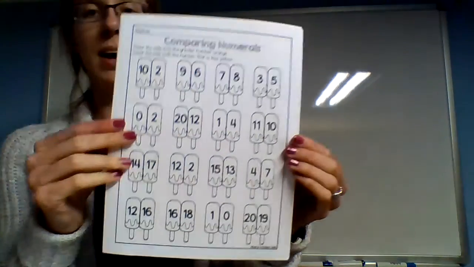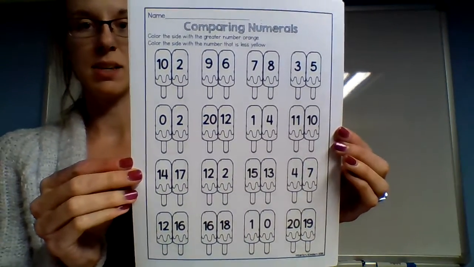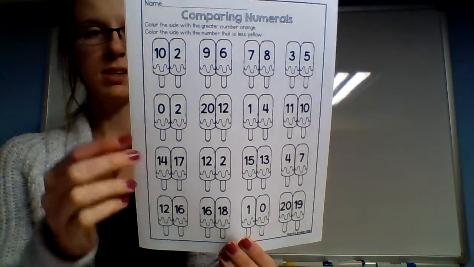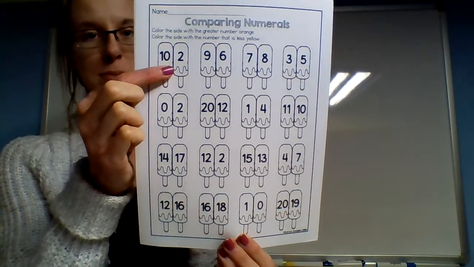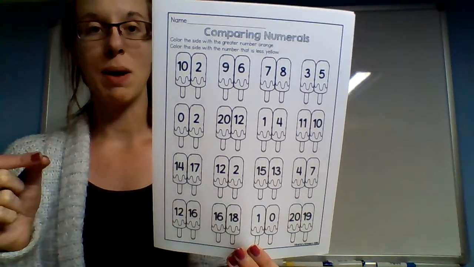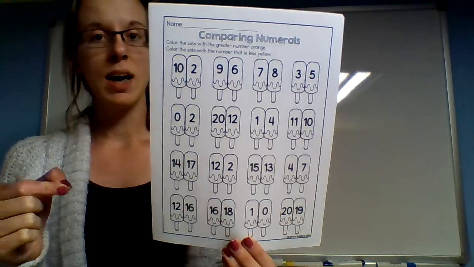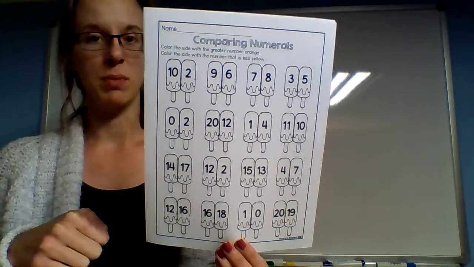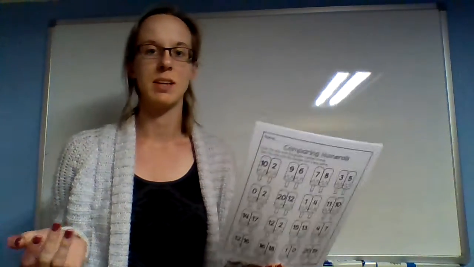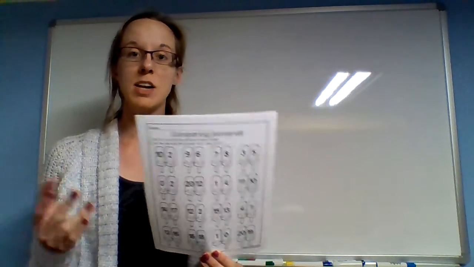The first page in your packet that's going to practice this skill says comparing numerals. It wants you to look at the 2 popsicles, so a popsicle with a 10 and a popsicle with a 2, and color the side of the popsicle with the greater number orange and the side with the smaller number yellow. Now, if you don't happen to have orange and yellow at home, you can certainly use 2 different colors.